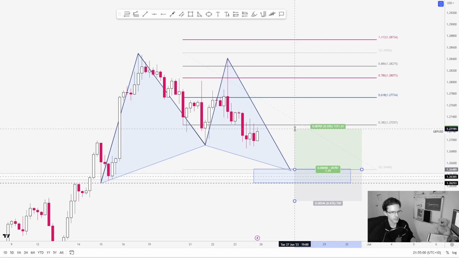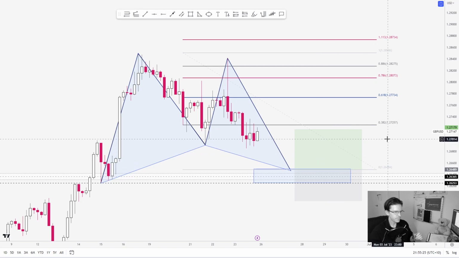Then we have our targets, okay? Where are targets? 38.2 Fibonacci retracement. So targets would be at 127.1/8, let's say. It's right there, 127.1/8, okay? So then we have over a 1-to-1 risk to reward. Now keep in mind, a Gartley pattern is around 50 to 60% accurate.